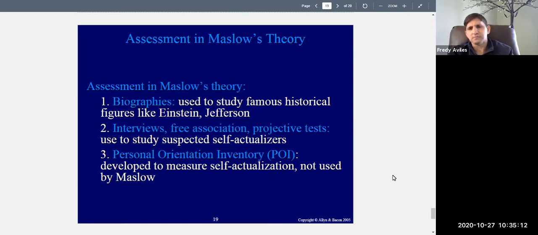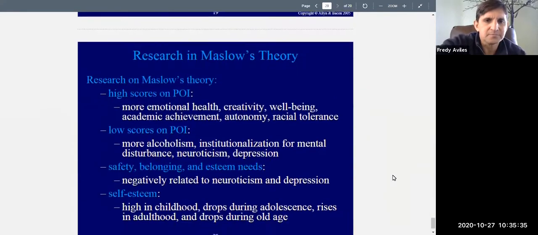And there's also the personal orientation inventory. It was not developed by Maslow himself, but it was developed to measure self-actualization. It's a personality questionnaire. You can answer some questions and score it, and it'll tell you to what extent you've achieved self-actualization, to what degree you've done that. That's the personal orientation inventory.